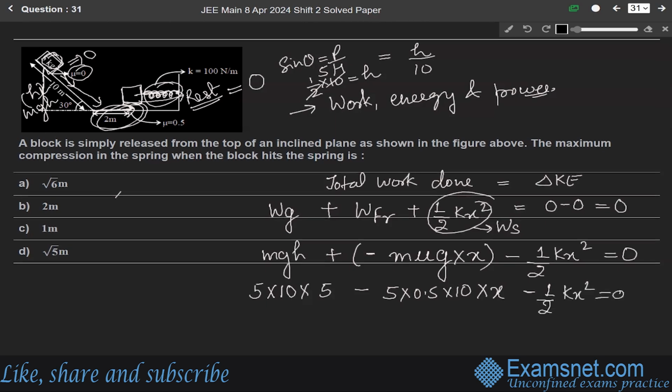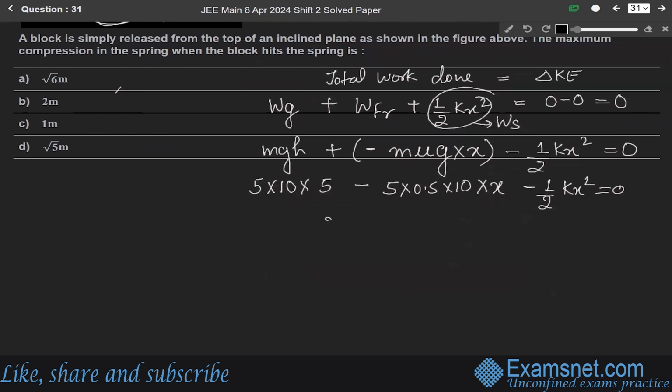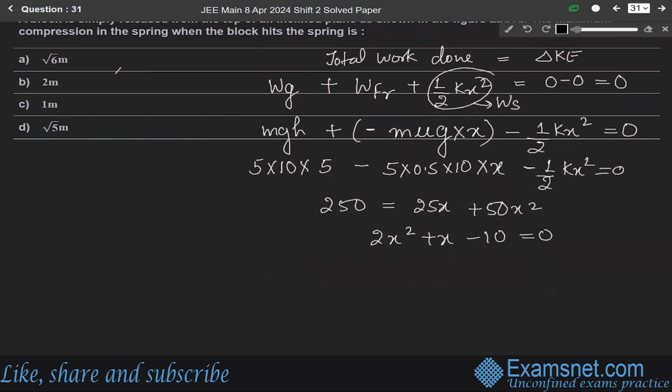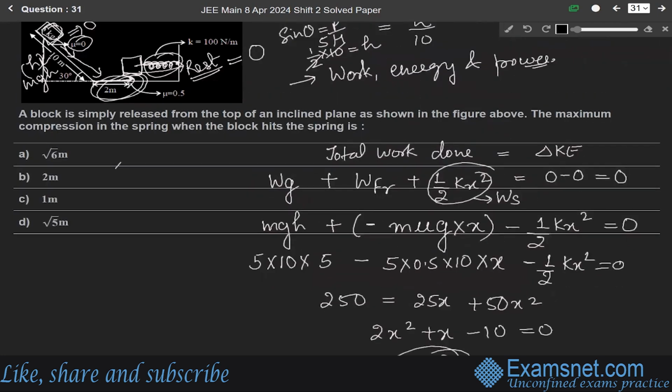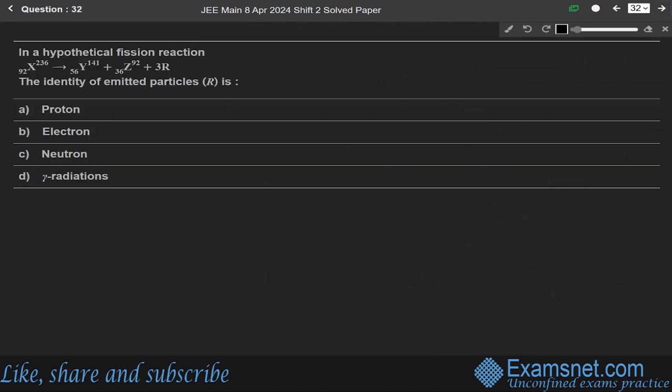Now simplifying it, we get 250 is equal to 25x plus 50 x square. So we get 2x square plus x minus 10 is equal to 0. Now factorizing it, we get x is equal to 2. So our answer is x equals 2 meter, that is option B.